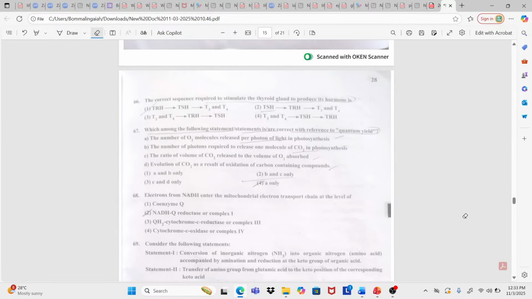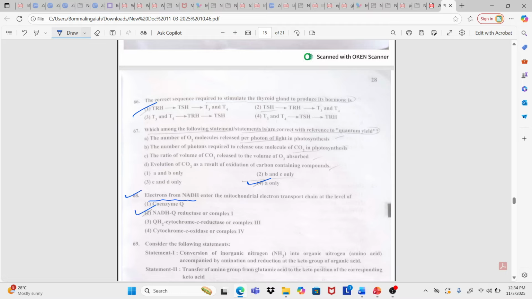Here, the correct sequence required to stimulate the thyroid gland to produce hormones. The correct option. Next, electrons from NADH enter the mitochondrial electron transport chain. The question number 68, the correct option is NADH, that means option number 2 is the correct one. NADH Q reductase complex. Correct. Next, we move to the 69th question.